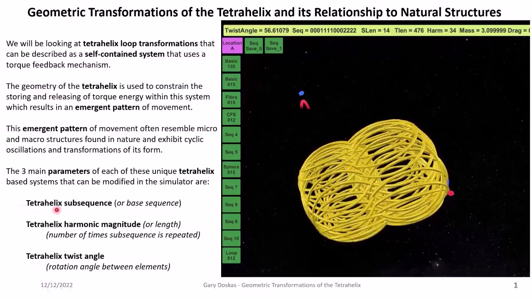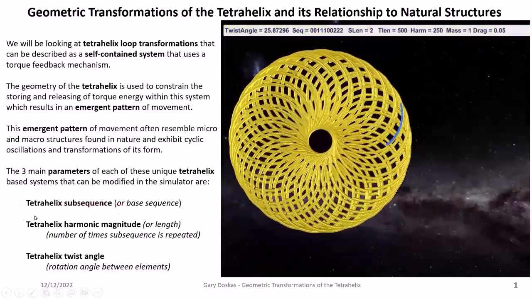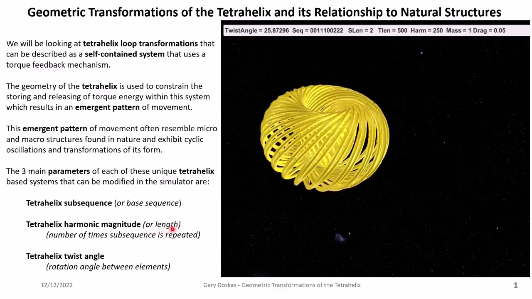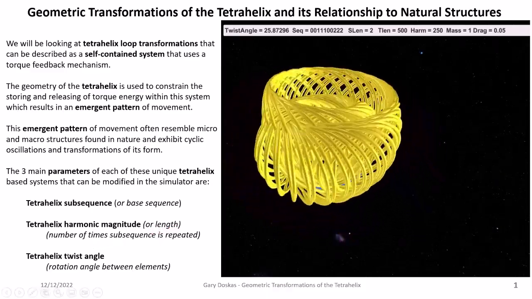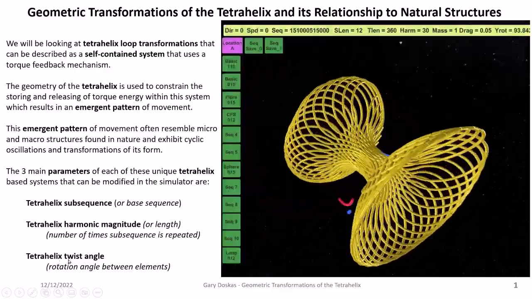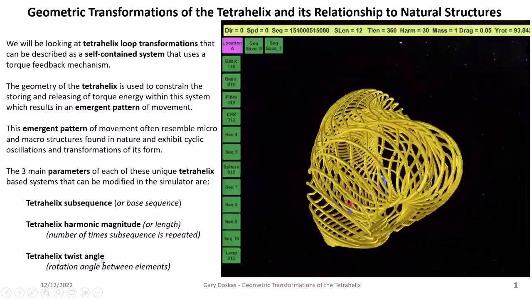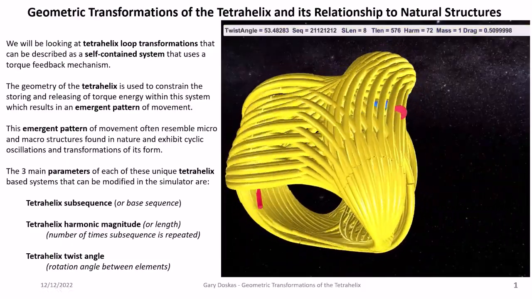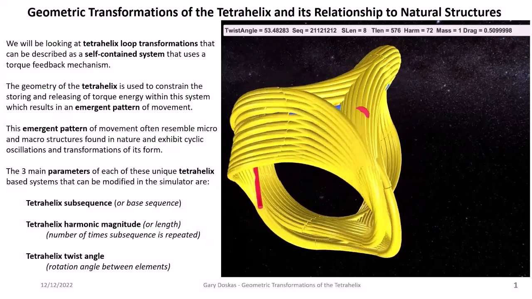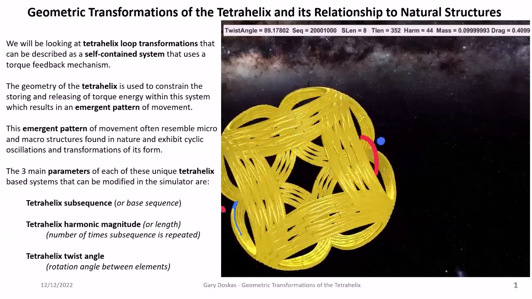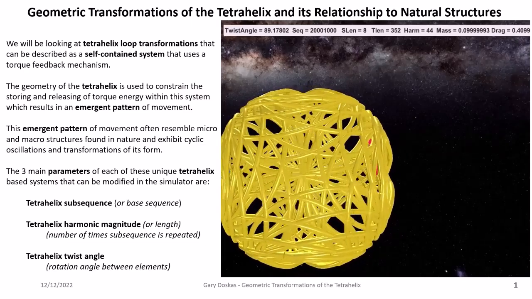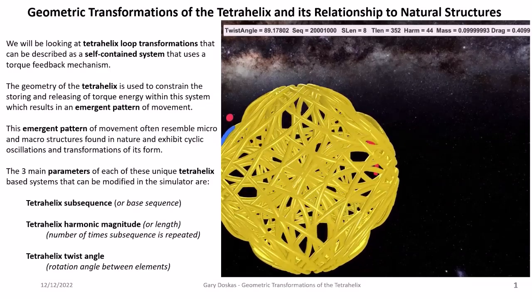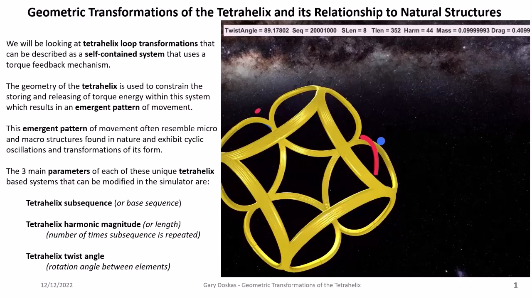There's the Tetrahelix subsequence itself, or the base subsequence. There's the magnitude of the harmonic of the Tetrahelix, or its length, the number of times that the subsequence is repeated. And then the twist angle between the elements of the Tetrahelix can be changed and rotated in various ways. Those are the only three parameters that I play with in this simulator. The movement itself is all emergent from the loops that are created in these simulations, and they often resemble some interesting structures that I come across in the discovery phase.